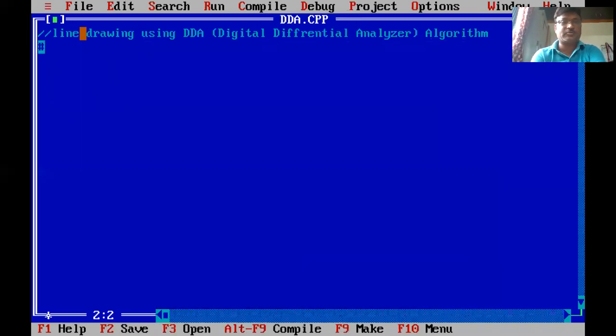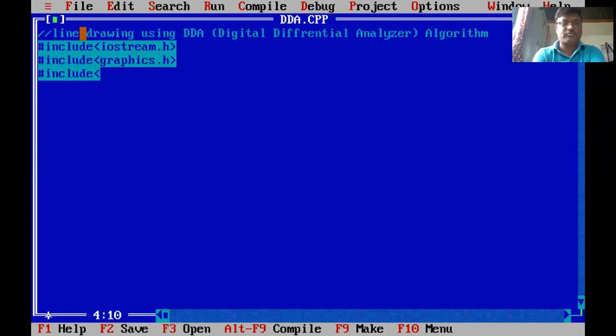So hash include iostream dot h, that you have to enter first, then hash include, here you have to include the graphics dot h, correct? Here hash include conio dot h, correct?